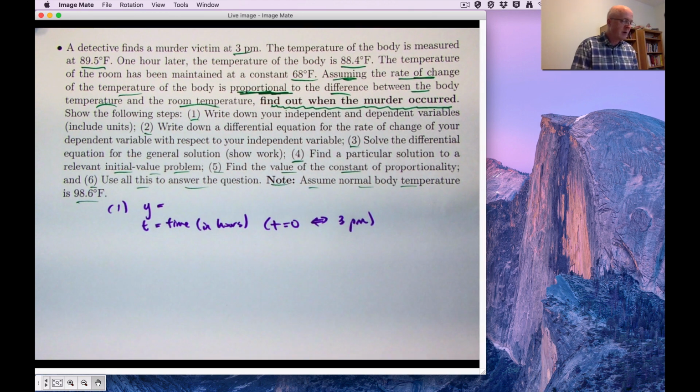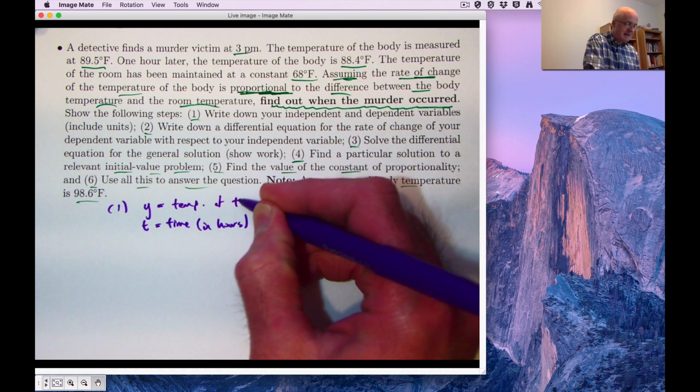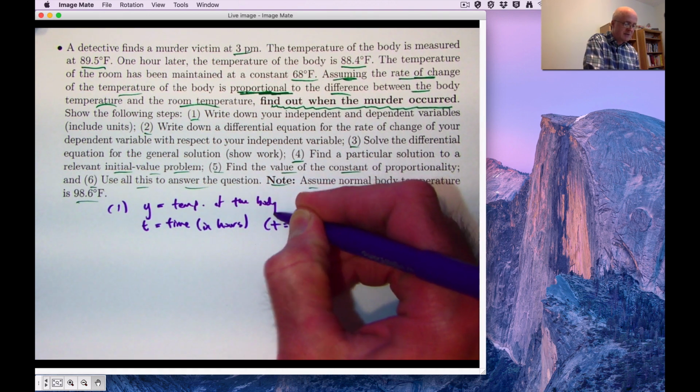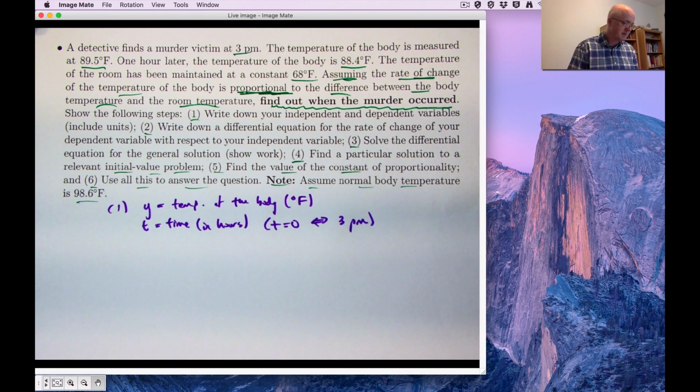y is going to be the actual temperature of the body, in, yes, non-standard units, degrees Fahrenheit. Could do this problem in degrees Celsius as well. All right, that's step 1.